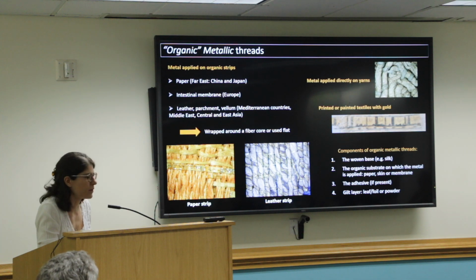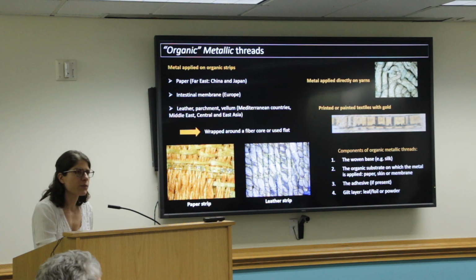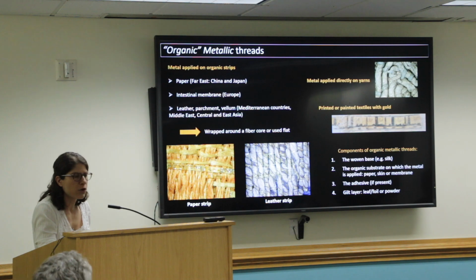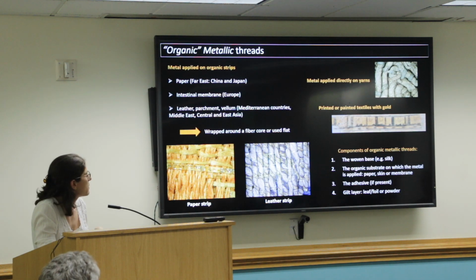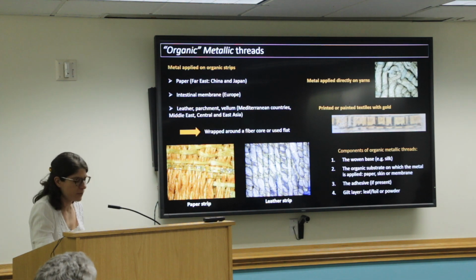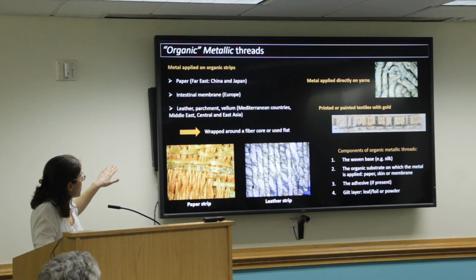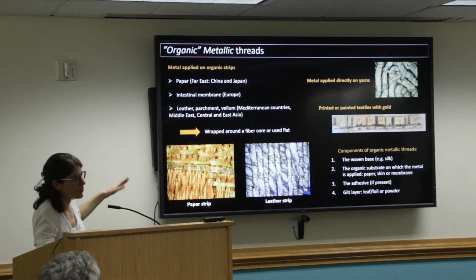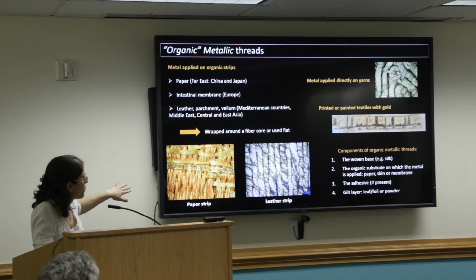But now let's talk about metal threads, which is really a big project for me because I've been studying this type of metal thread from all over Europe to Asia, and in particular the type that is organic metal thread. By that I mean metal threads that are made with organic protein substrate or protein adhesive. These threads were made on one type of organic strip, which can be paper. Paper is not protein, so I'm not going to talk much about this one.